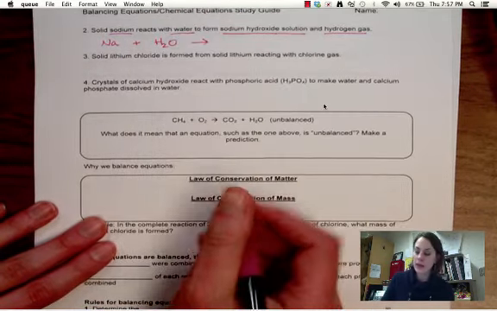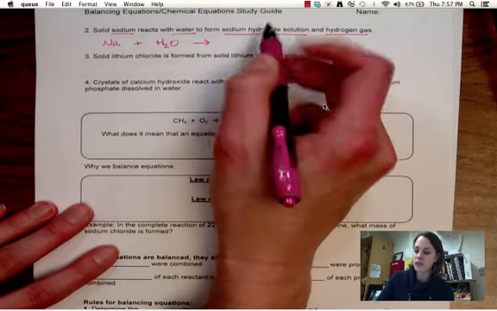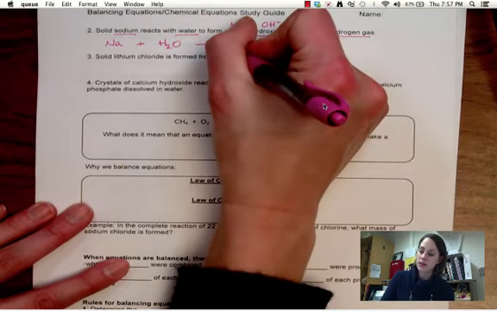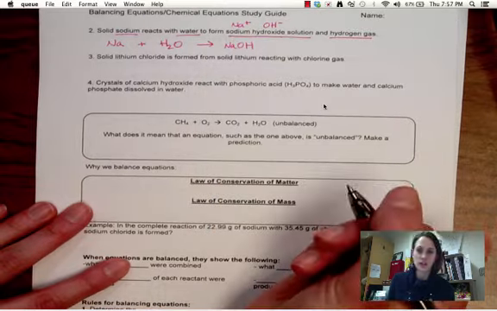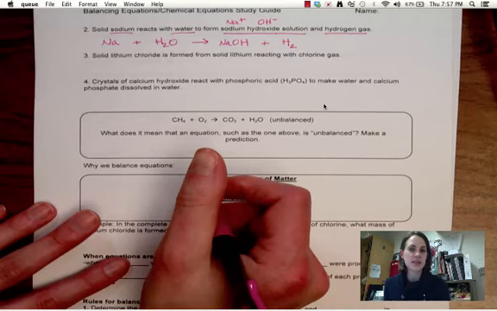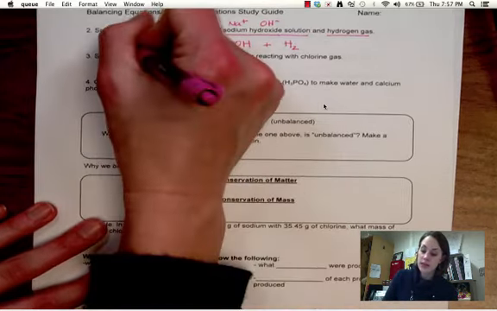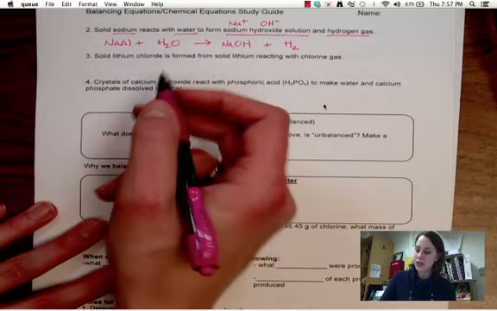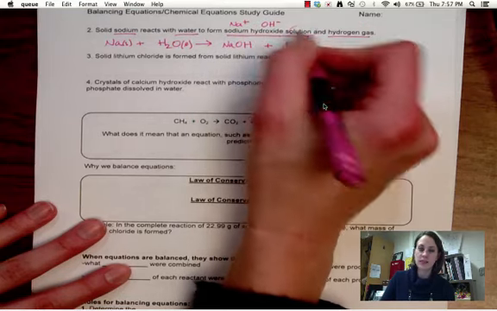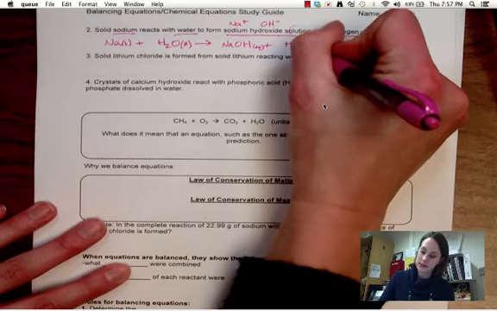to form sodium hydroxide solution. That's another ionic compound, so I have to write the charges for that. Sodium is a plus, OH is a minus. Put them together, I get NaOH. And hydrogen gas. Hydrogen we saw from before was a diatomic element. I'm going to go through and put my states of matter in. Sodium is a solid. Water is a liquid. Sodium hydroxide, it tells us, is a solution, so I'll write AQ. And hydrogen is a gas.